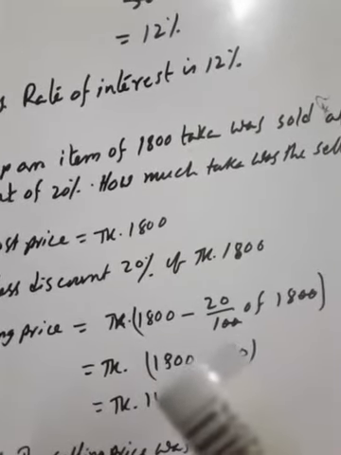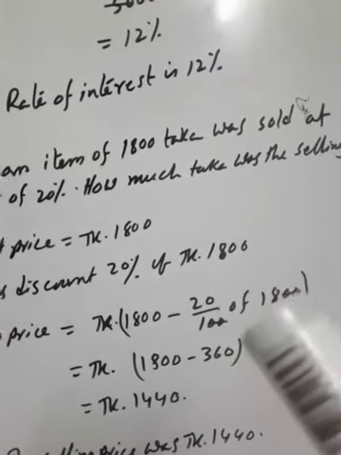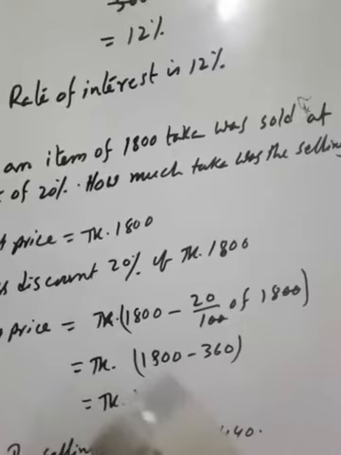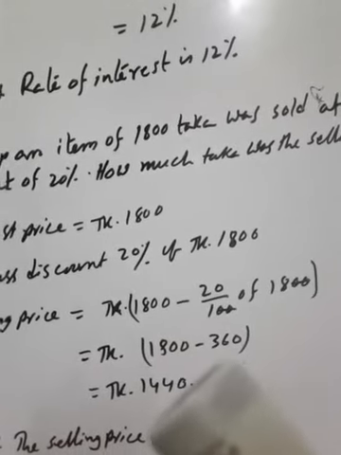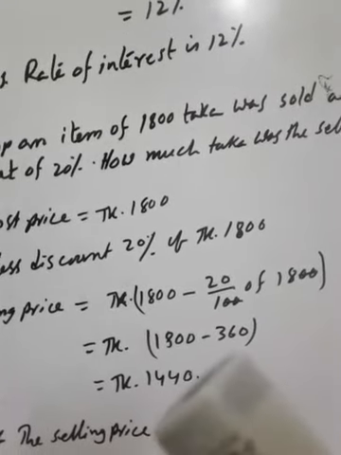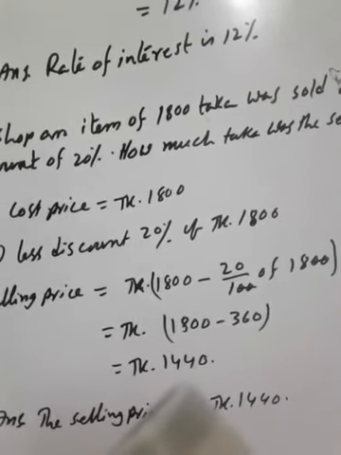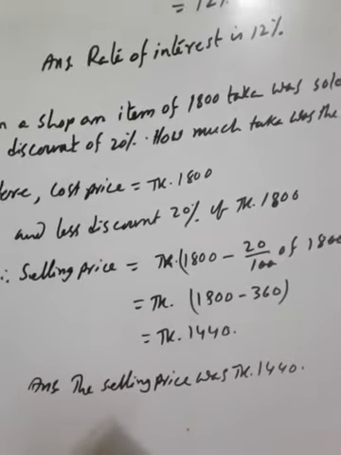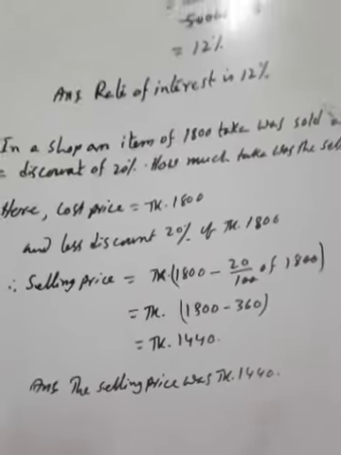Now this 20 and this 20 we can cut, and here 18,000 minus 20 multiplied by 18, 360. 1800 minus 360, 1440. Therefore, the selling price was 1440.